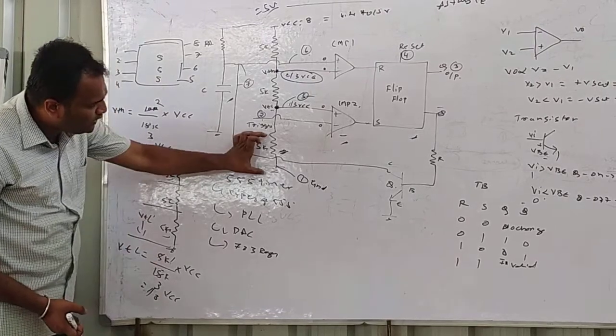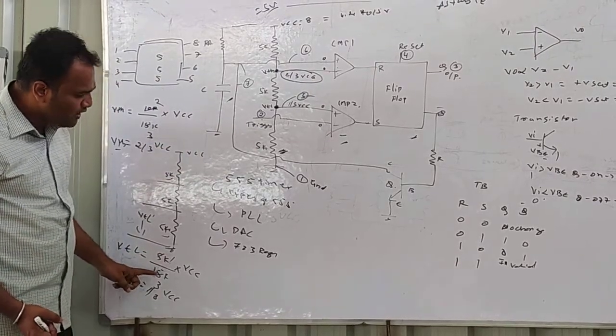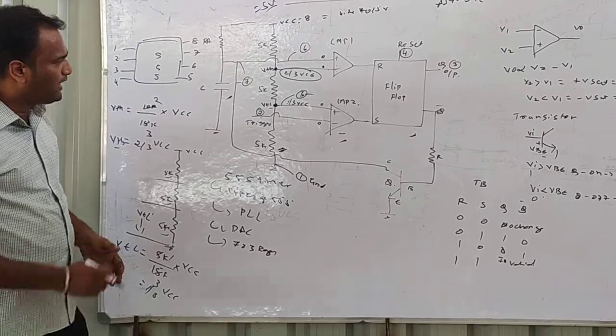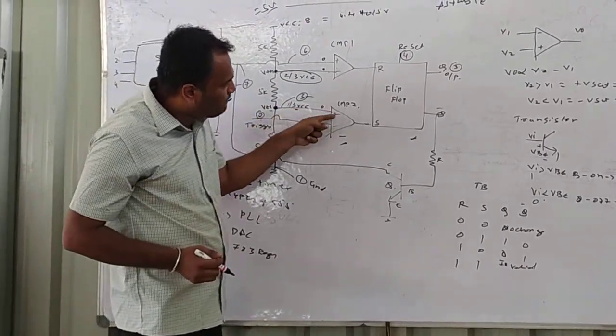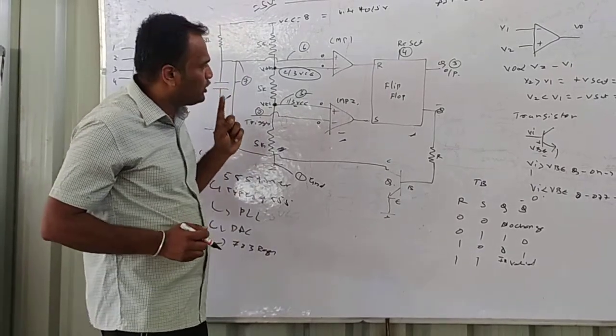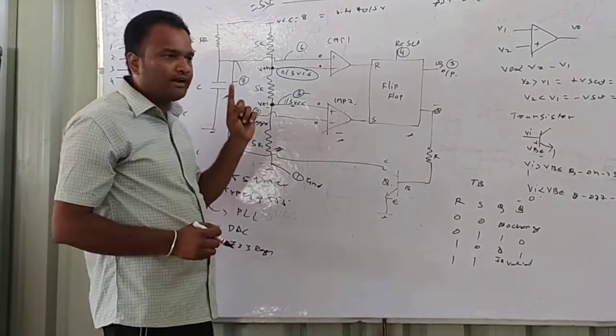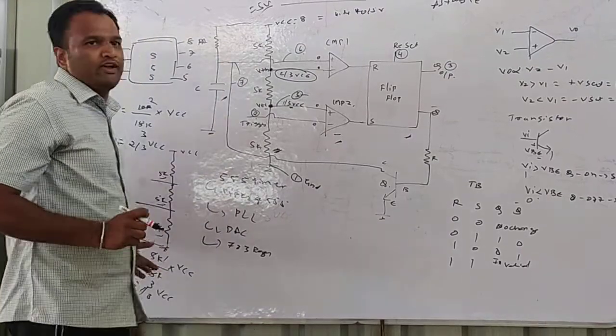You need to consider only this resistance, 5K divided by 15K into VCC. You will be getting 1 by 3 VCC. Again, this 1 by 3 VCC is applied to the positive terminal of comparator 2, nothing but an op-amp. This is all about the voltage divider network.